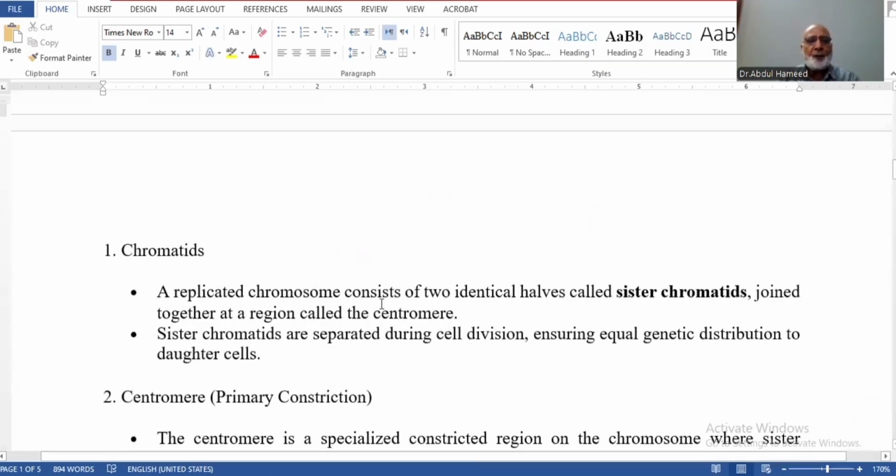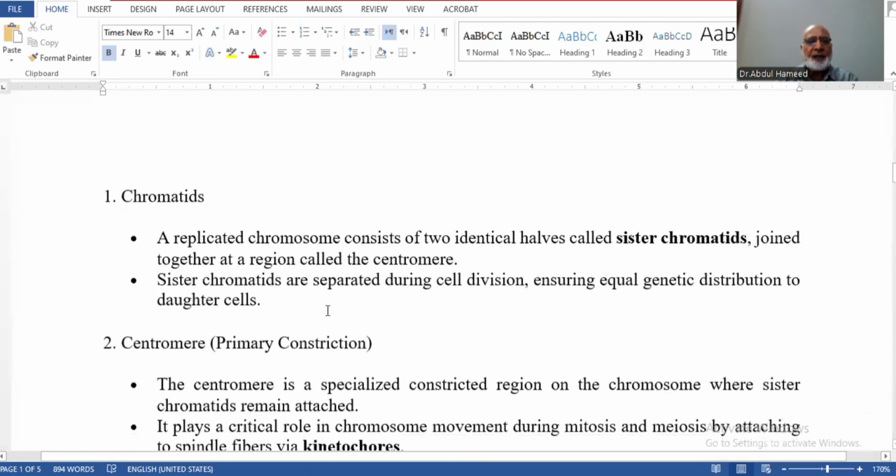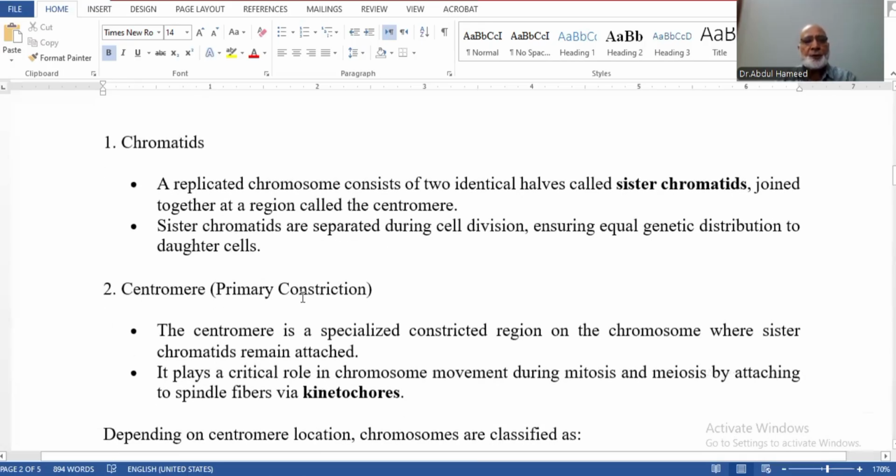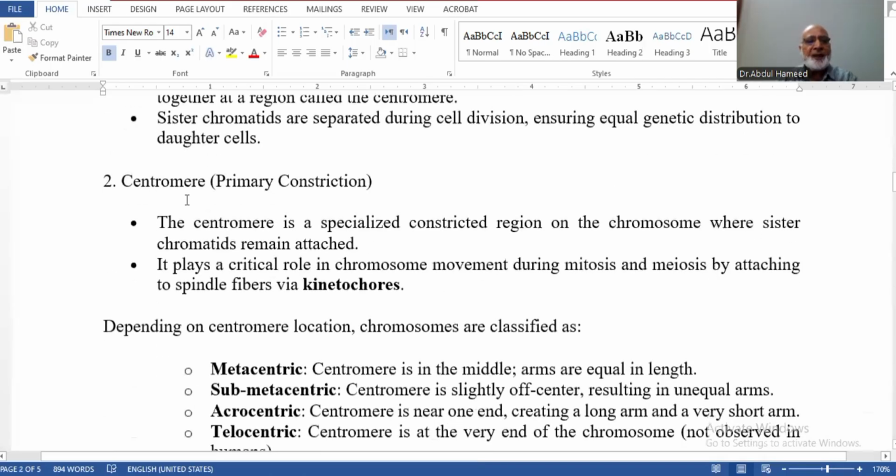So what is a chromatid? A chromatid is a replicated chromosome consisting of two identical halves. They are named sister chromatids, joined together at a structure named the centromere. Sister chromatids are separated during cell division, ensuring equal genetic distribution to daughter cells in the case of mitosis, and in meiosis too they get separated from one another. Centromere, the primary constriction: the centromere is a specialized constricted region on the chromosome where sister chromatids remain attached. It plays a crucial role in chromosome movement during mitosis and meiosis by attaching spindle fibers via the kinetochore, a structure present on the chromosome.